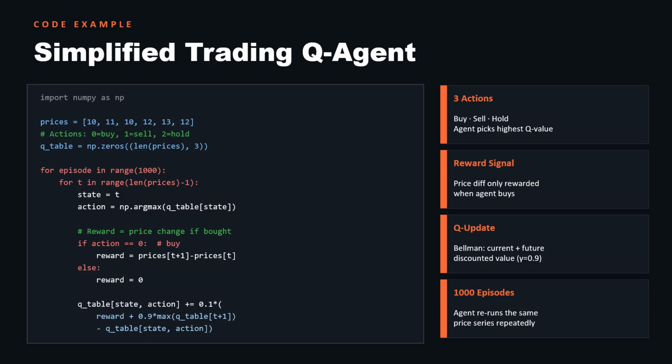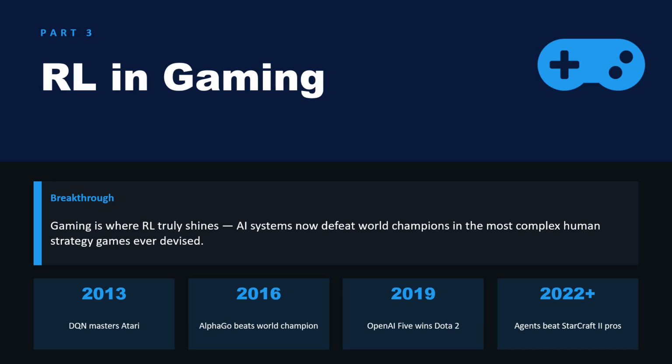This is a simplified trading agent. It looks at price data, chooses an action based on learned values, and gets a reward based on price changes. If it buys and the price increases, it gets a reward. Otherwise, it is no reward. It repeats this process many times to improve.